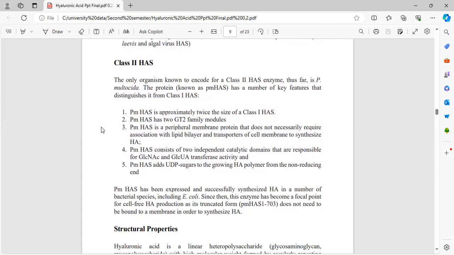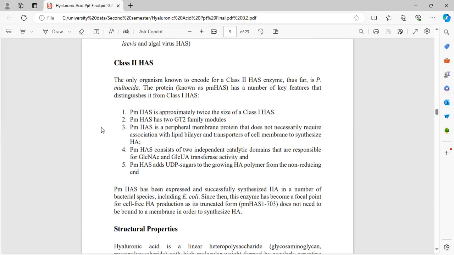The only organism known to encode a class 2 hyaluronic acid synthase enzyme thus far is P. multocida. The protein, known as PmHAS, has a number of key features that distinguish it from class 1 hyaluronic acid synthase. First, PmHAS is approximately twice the size of a class 1 hyaluronic acid synthase. Second, PmHAS has two GT2 family modules.